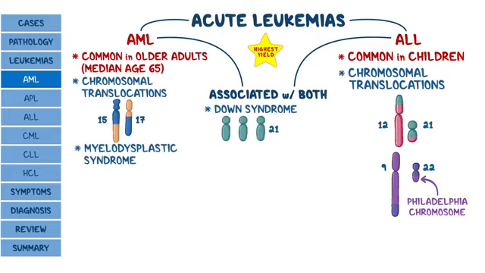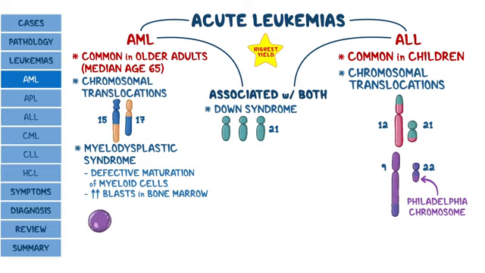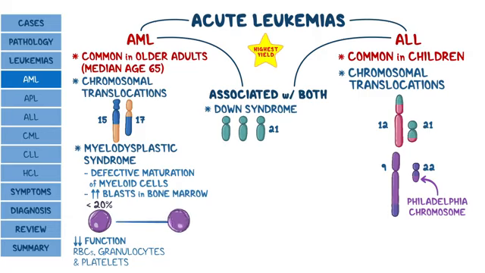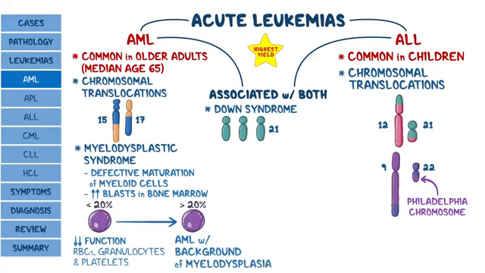Myelodysplastic syndrome, which is characterized by defective maturation of myeloid cells and buildup of blasts in the bone marrow, can lead to AML. Usually the buildup is initially less than 20% blasts, but that's enough to cause a decrease in the function of red blood cells, granulocytes, and platelets. As the disease progresses, the blast percentage may go over 20%, resulting in AML with a background of myelodysplasia.